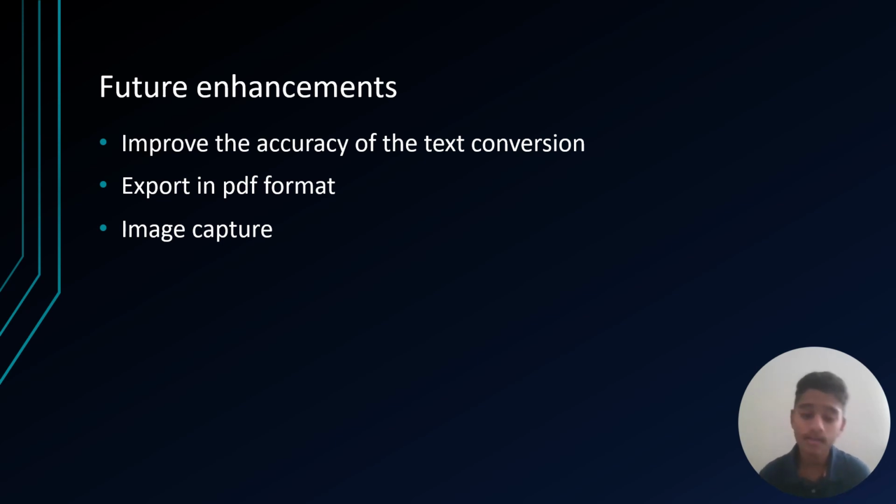And the third thing I would like to do is image capture. So if the user wants to draw an image, the app should recognize that that part of the canvas is an image and should not try to convert it to text. Instead, it should take a picture of that specific part where the picture is, and it should add that as part of the PDF.